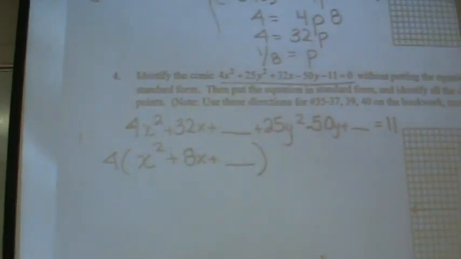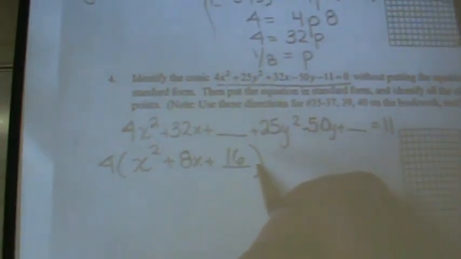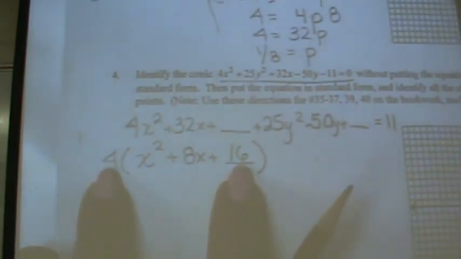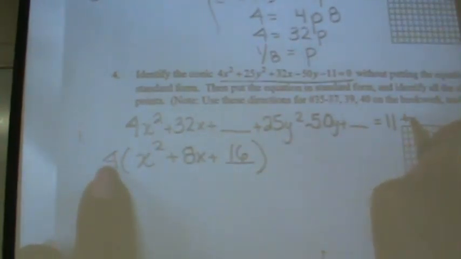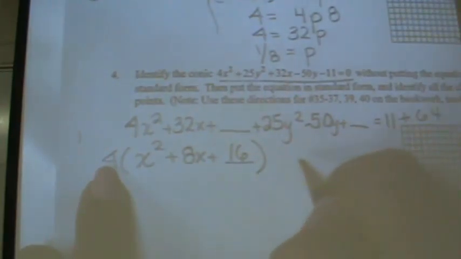What do you do? Take half of this. Half of 8 is 4, squared, what do you get? 16. Now, is it okay if I just drop a 16 right here and walk away? Other side. I have to drop a 16 here, but I need 4 16s, which is 64. So I'm gonna add 64 here.